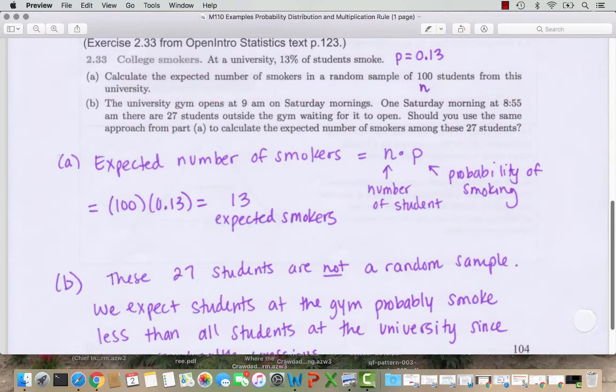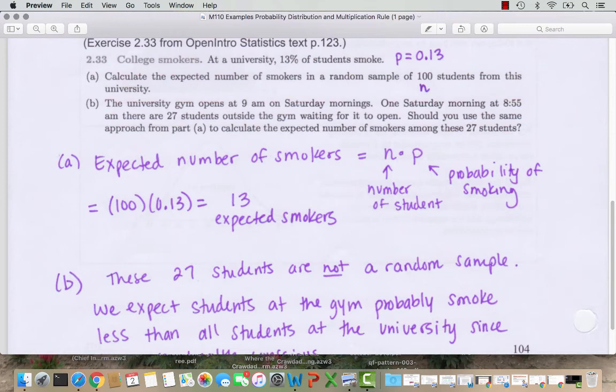Part A asks us to calculate the expected number of smokers in a random sample of 100 students from this university. Our calculation to find the expected number is to take the number of students and multiply it by the probability of smoking. We often say in shorthand, the expected number is n times p. And sometimes we describe this as the mean or the center of the distribution. So 100 students times 0.13 gives us 13 expected smokers at this university if it's a random sample of 100 students.